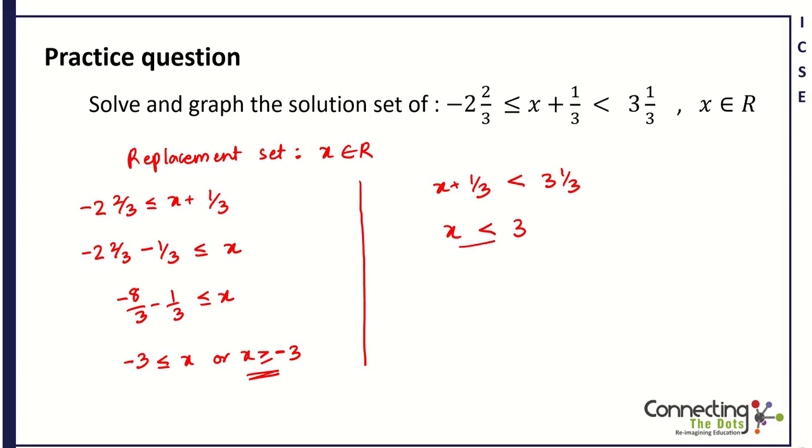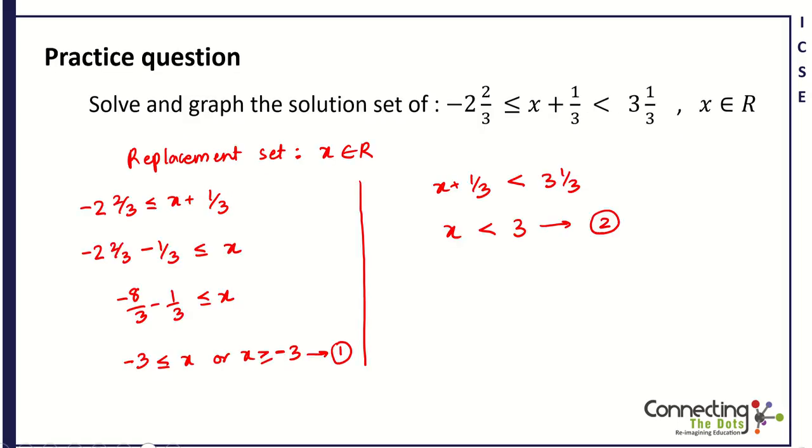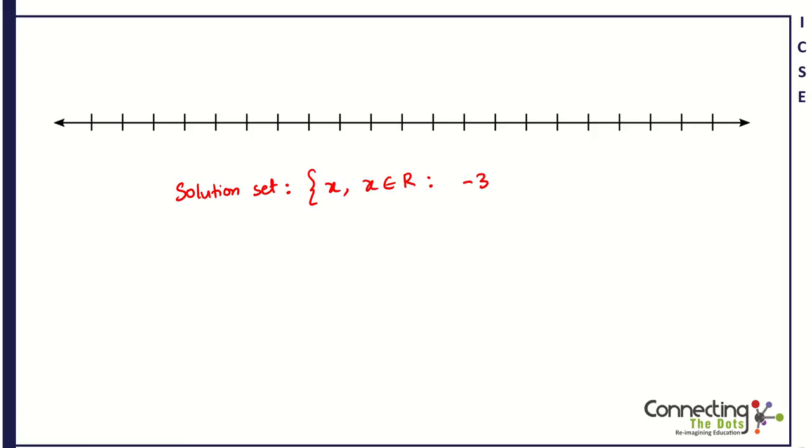So you have two conditions. This is the first, x has to be greater than or equal to negative 3, and this is the second, x is less than positive 3. And remember, x can be any real number. So in set builder form, we can write the solution set as follows: it consists of all values of x such that x is a real number and the values of x are between negative 3 and positive 3. Positive 3 is not included, negative 3 is included.